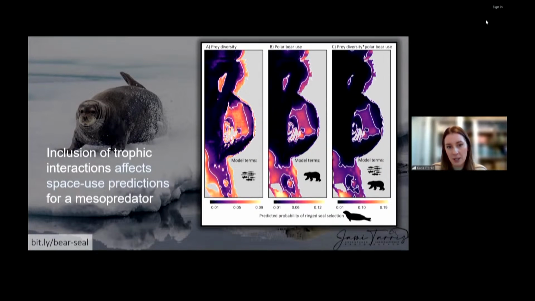I made three prediction maps here for seals. First, we have a model with just prey data. The second one is based on a model with just predator data. And the third is a model incorporating both. We see that there are small changes in the important areas, but they are changes nonetheless. I think these maps illustrate how embracing complexity allows for more accurate predictions and better informed conservation strategies.